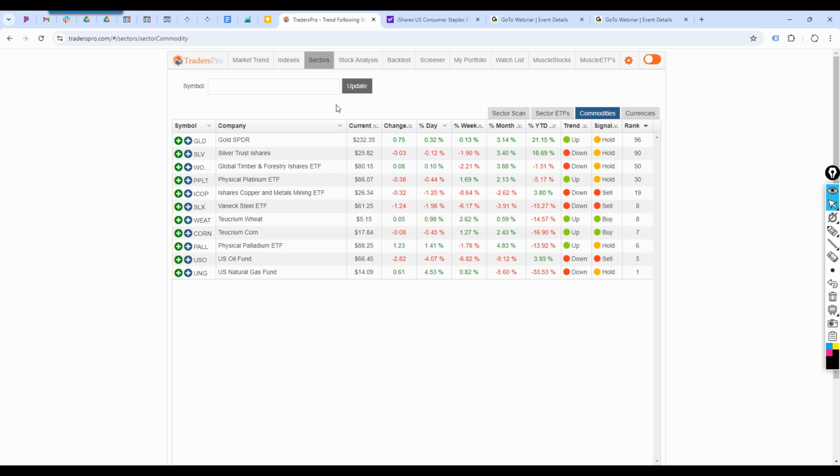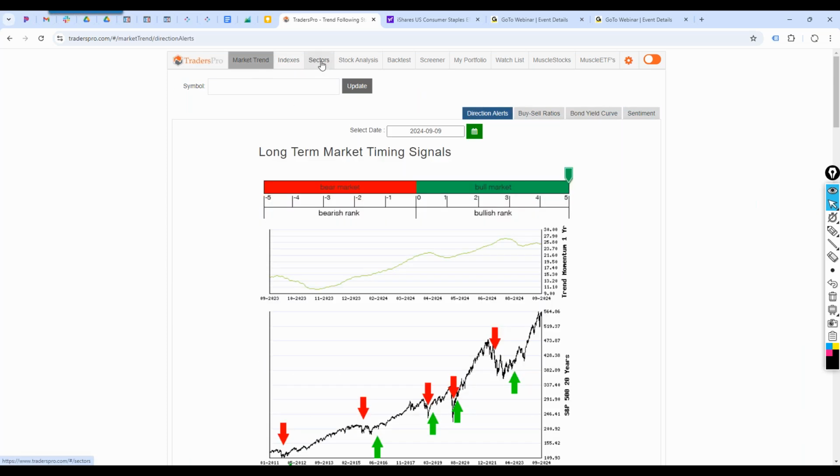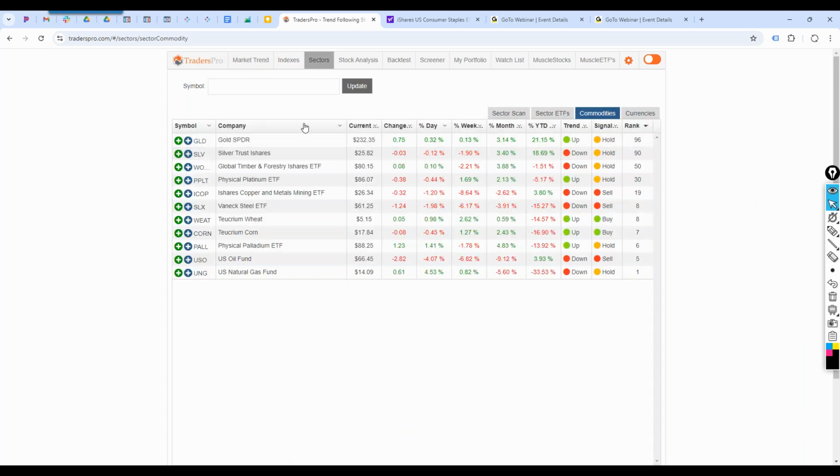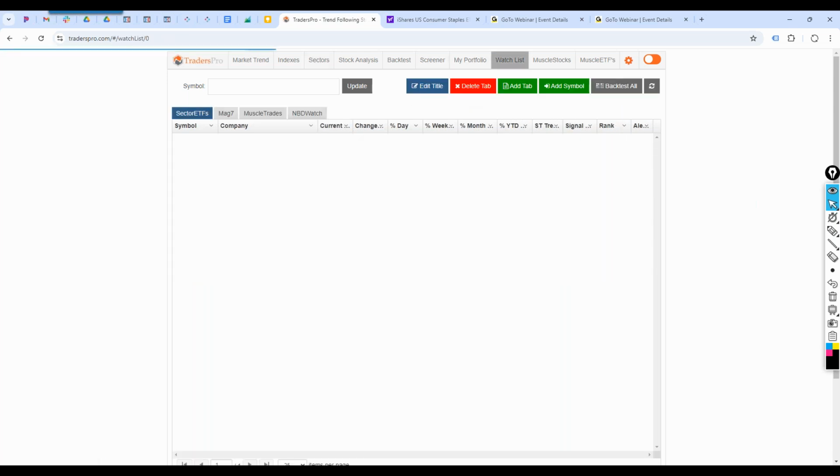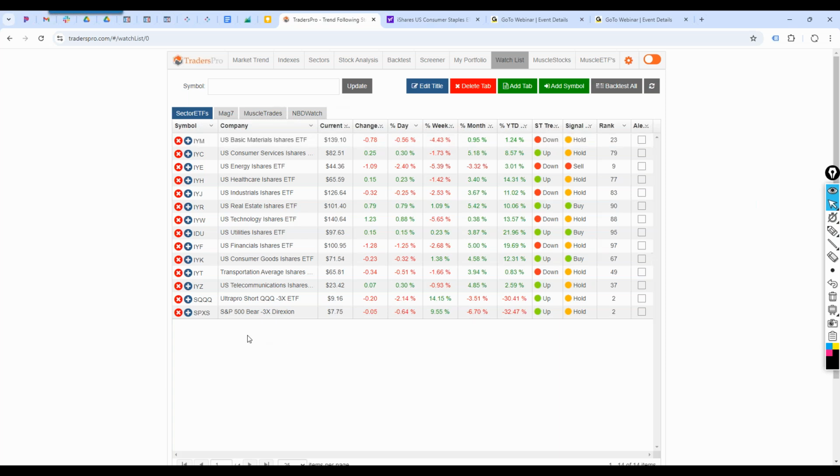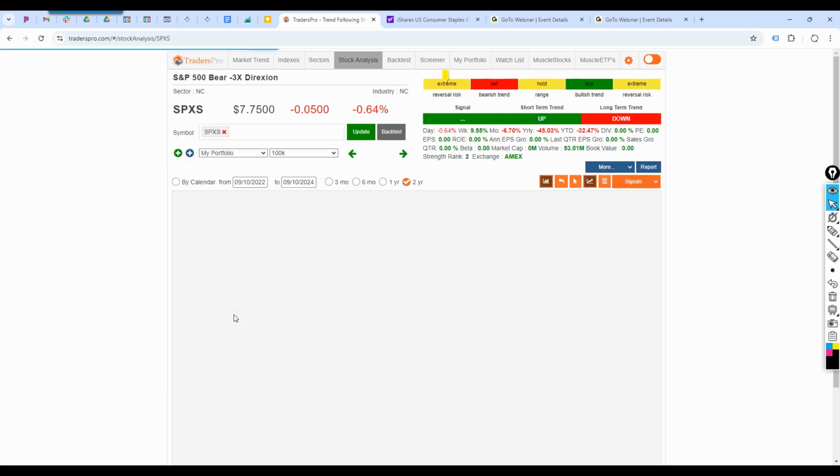So really just wanted to focus on risk management and some sector ETFs that are on the long side. Not necessarily talked about anything that is moving an inverse ETF. Those are other things that you can focus on as well. And leveraged as well. We've got SPSX, which is a leveraged inverse ETF.